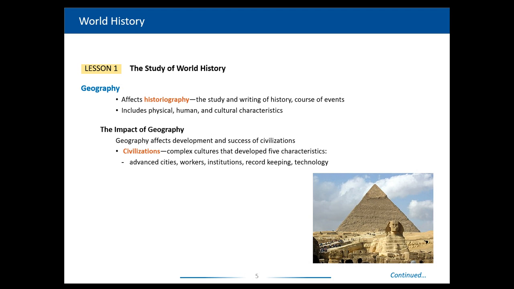The impact of geography also impacts history. Geography affects the development and success of civilizations. What is a civilization? A civilization is a complex culture that develops five characteristics. These five characteristics of a civilization include advanced cities, workers, institutions, record keeping, and technology.